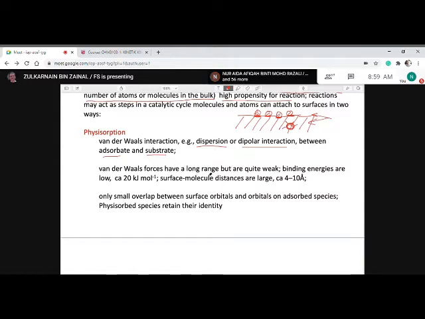So van der Waals is a long-range and weak interaction. The binding energy is around 20 kilojoules per mole, and the distance of the interaction is within 4 to 10 angstrom. This is quite large compared to the chemical adsorption that we will see later. It can also involve small overlapping of orbitals. That's why it is not a strong adsorption process.